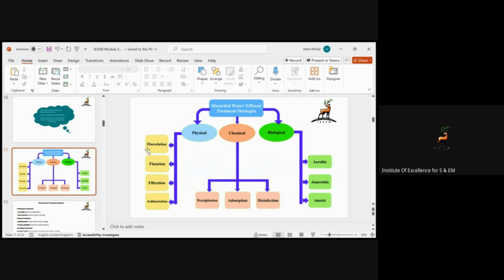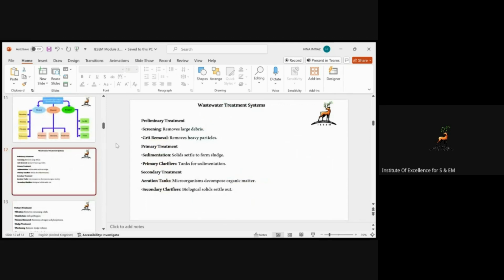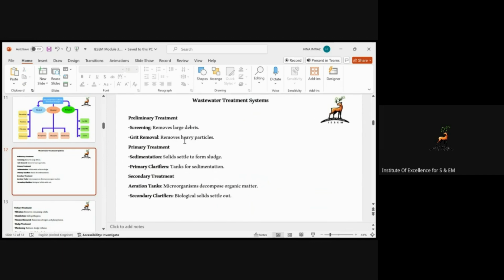So I'm going to discuss all these methods in the next slides. This is just an overview so that you have an idea about what type of method you can use in treating the wastewater. Before discussing that treatment, there is a general stage through which water is passed before re-entering the environment. So first is the preliminary treatment.